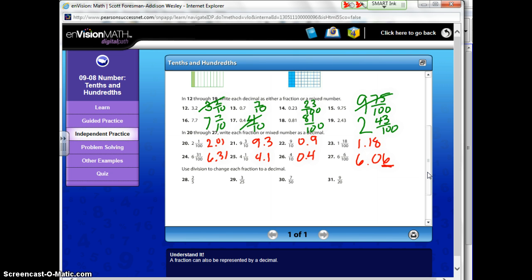Okay, now we're going to move on to the challenging part of the day. This part says we need to change these fractions and make them decimal.